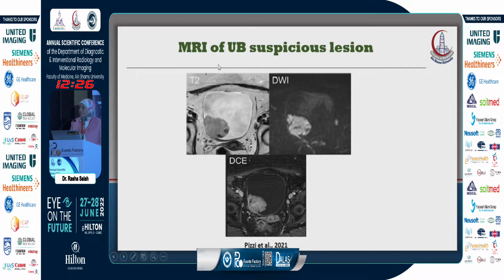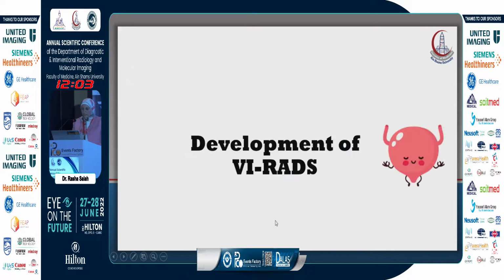So how we can see the urinary bladder masses? This is an example for urinary bladder huge mass. It can be an intermediate signal on T2 or dark signal, and on the diffusion it is restricted because most of the TCC tumors, including the bladder or the ureter, they are restricted due to high cellular packing, and they appear as hyper-enhancing masses after contrast injection.